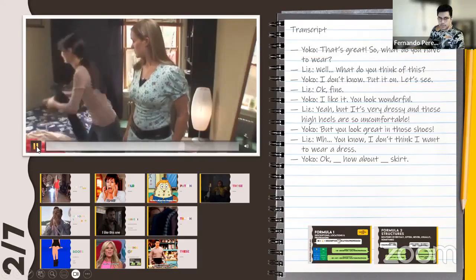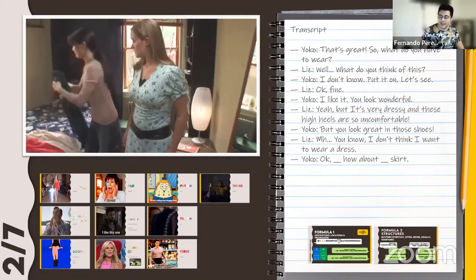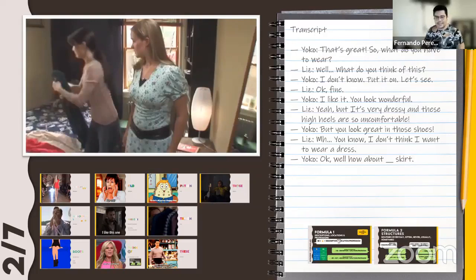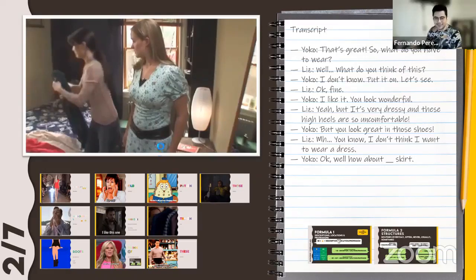Well, how about a skirt? Well, how about skirt? Pronunciation again. It's not howra. Okay. Well, how about a skirt? Sounds good. Is a skirt countable or uncountable? A skirt. Ah, perfect. Listen confirmation.